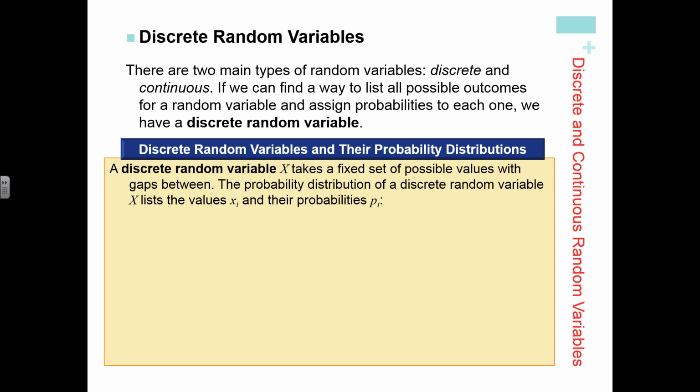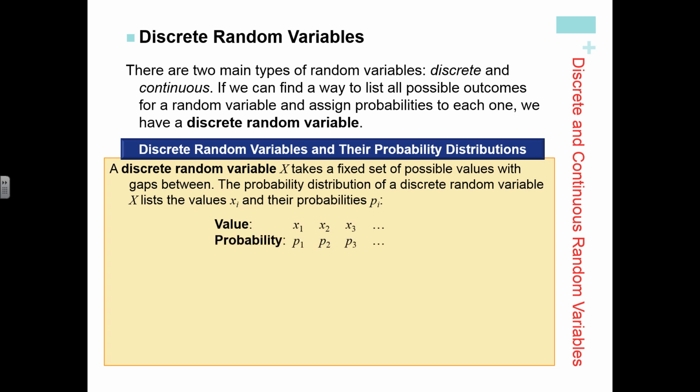Versus a continuous random variable would be like the heights of all the girls in the class. Well, their heights could range. I don't know exactly what they are, but you could be 5'5", you could be 5'4", you could be 6'8". There's not a fixed set of values possible in that data set.